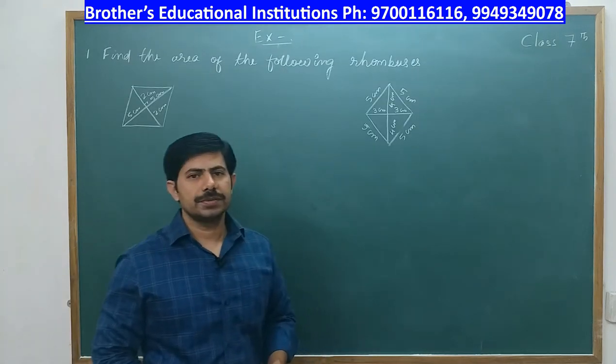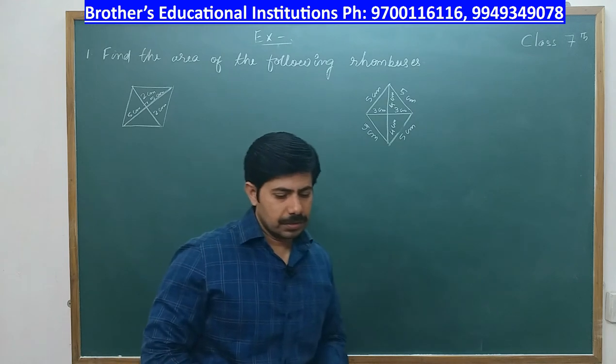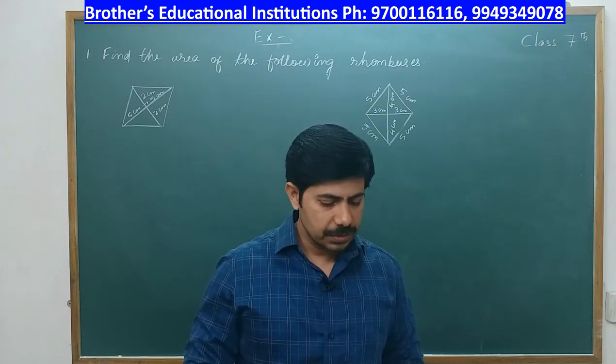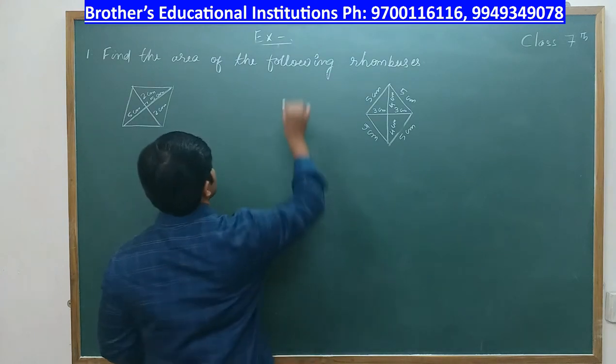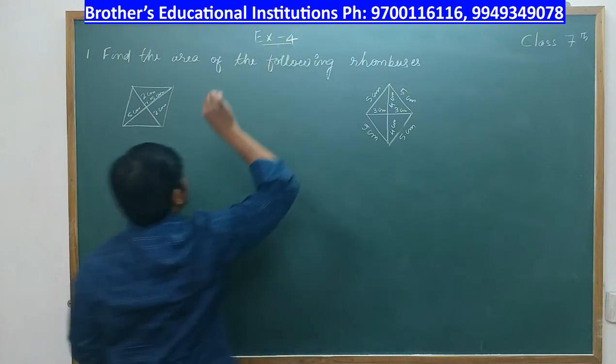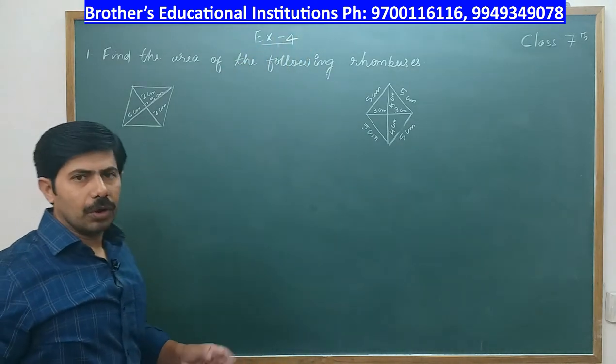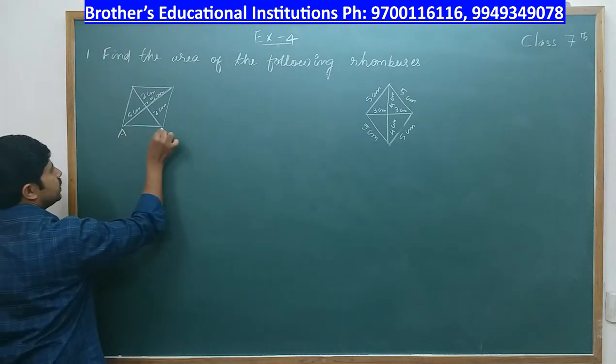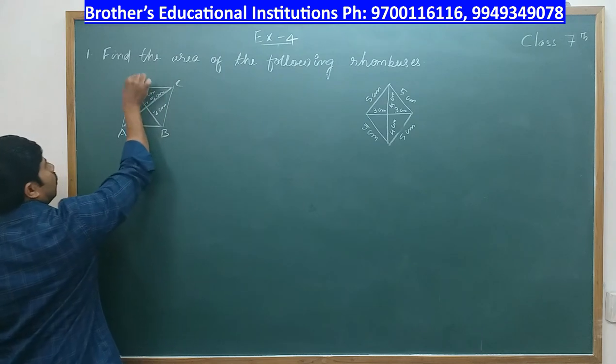So next problem. The problems are related to rhombus. So this is exercise 4. Find the area of the rhombus. Here this is a rhombus, so we represent it as ABCD as a rhombus.